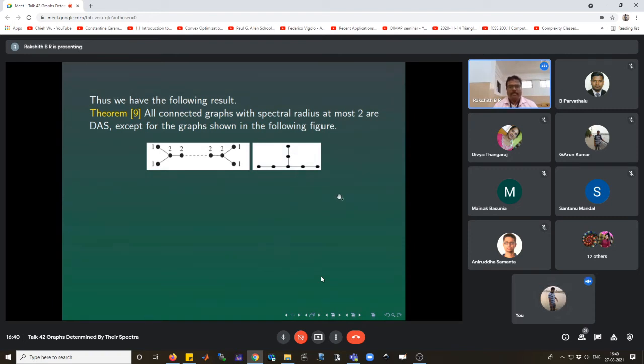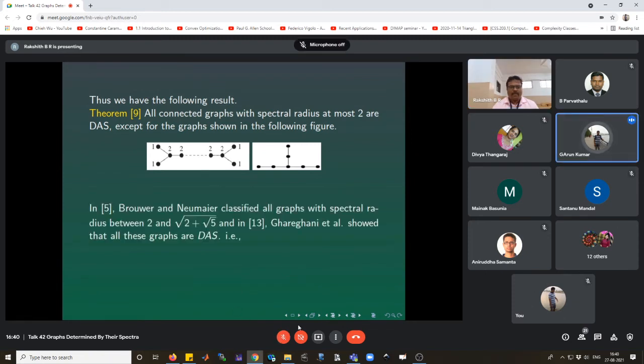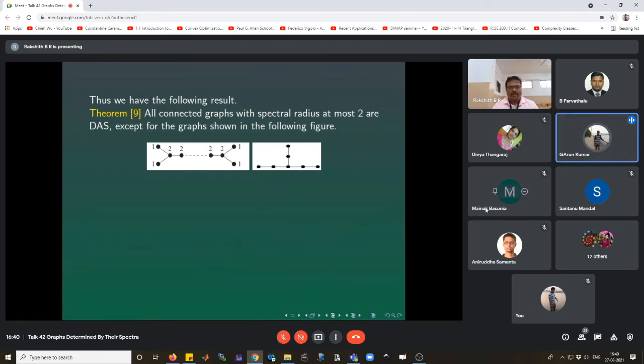Also, can you please say what are the labels on the vertices? Labels on the vertices, 1, 1, 2, 2, 2. This actually represents the eigenvectors, the eigenvectors corresponding to the eigenvalue 2. Okay, thank you.